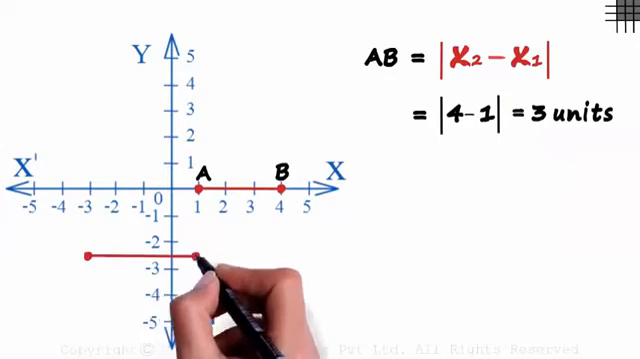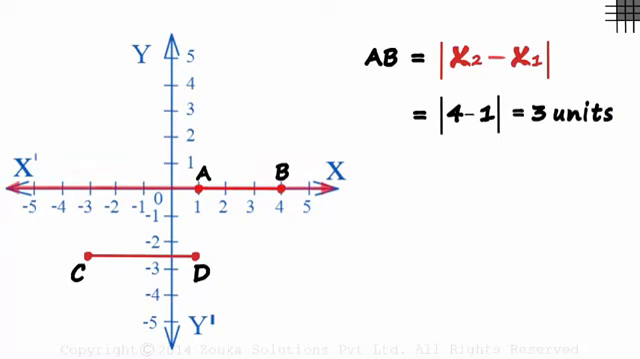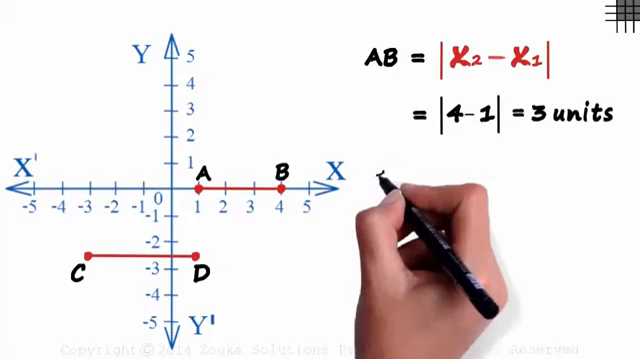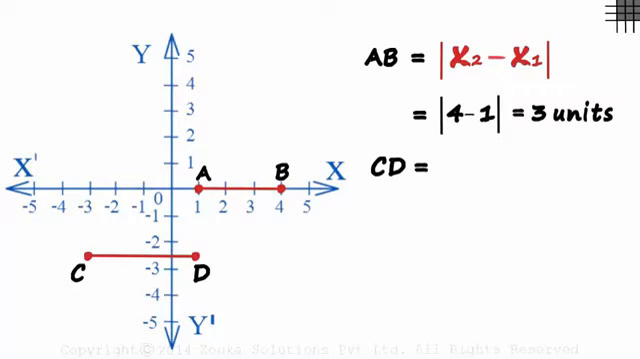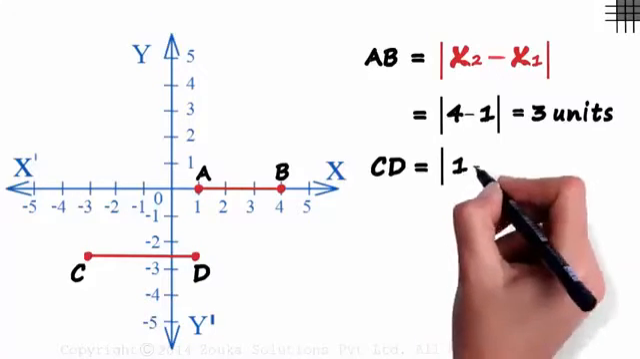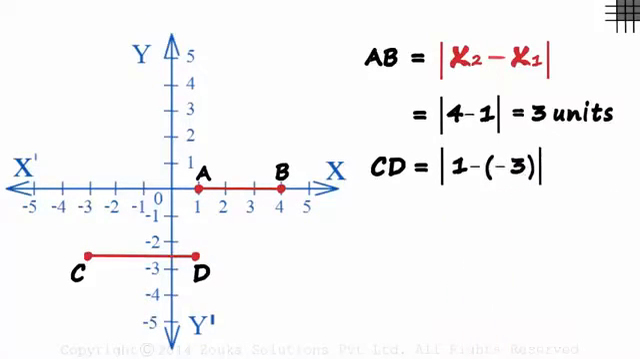Now look at line segment CD, which is parallel to the x-axis. What will CD be equal to? Guess what? It is still the absolute value of x2 minus x1. The x-coordinates are 1 and minus 3. So the distance will be the absolute value of 1 minus 3. That will equal 4 units.